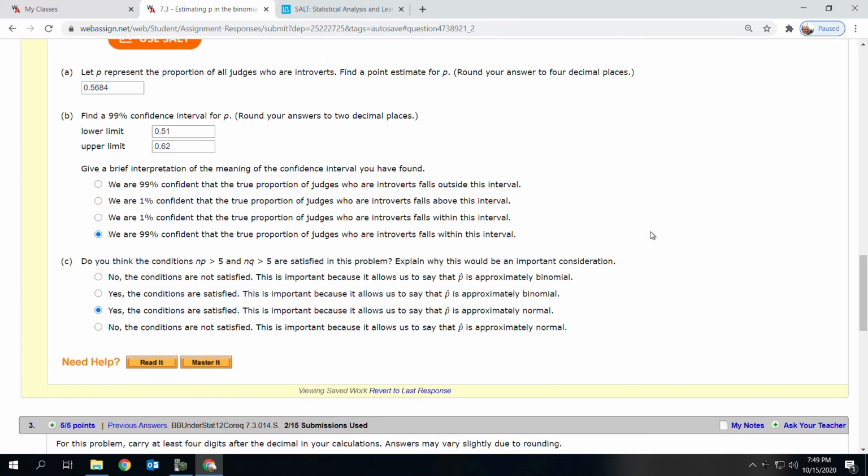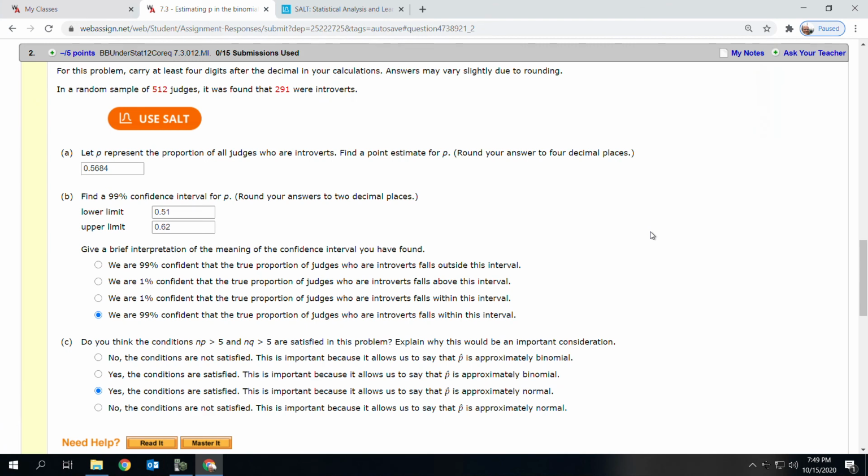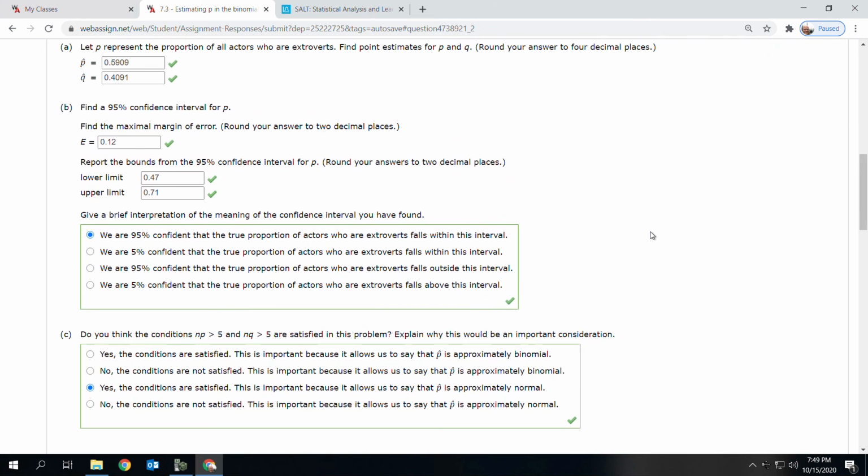Thank you, and feel free to use SALT on all 3 of these. If you prefer the SALT method, fine. If you want to use your calculator, fine. Either one is just as good. As long as you feel confident when you do your work, that's the main thing.